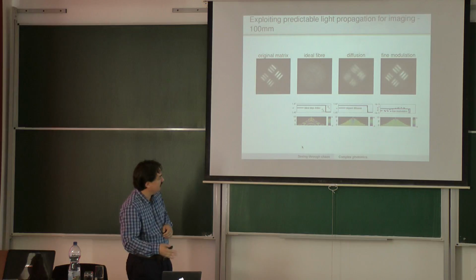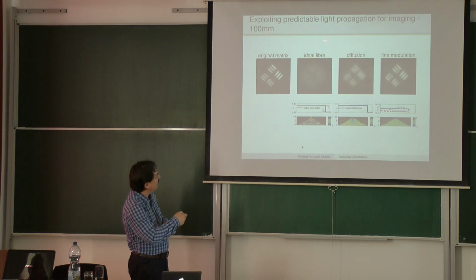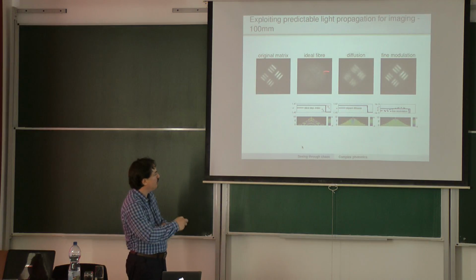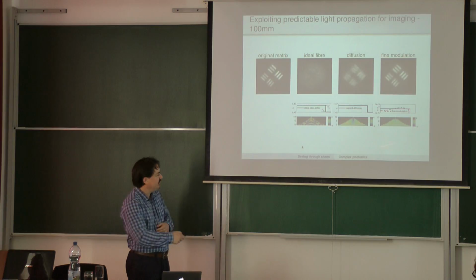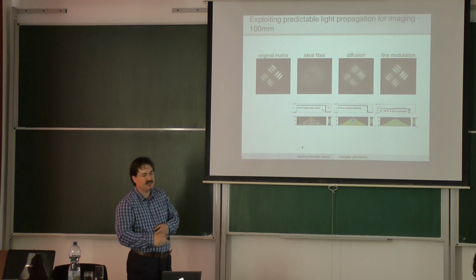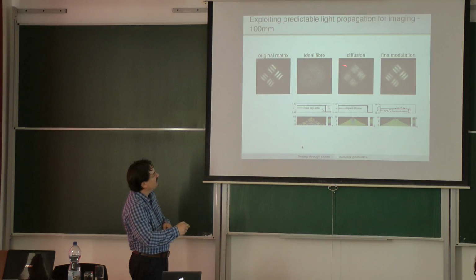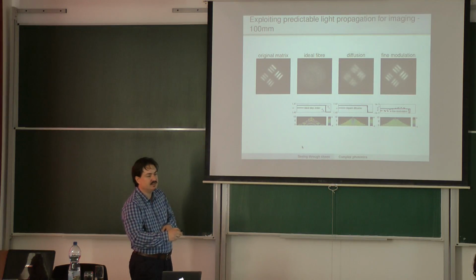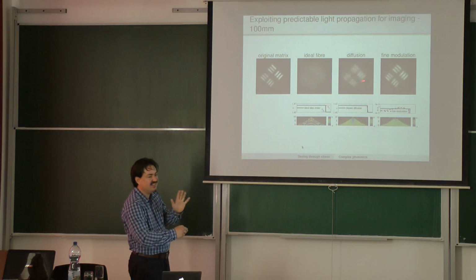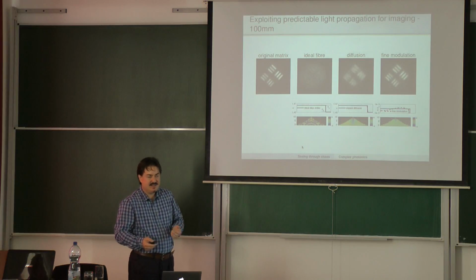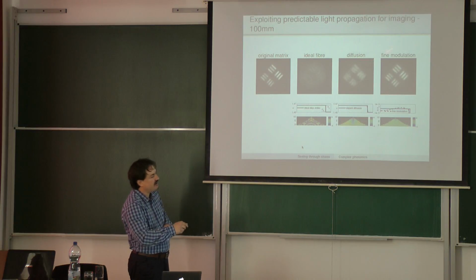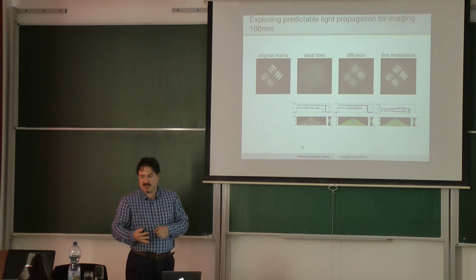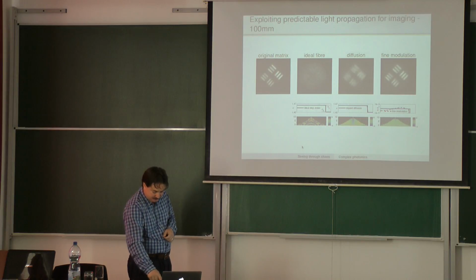But if I go longer, and if I do the same with the ideal fiber prediction, I completely lose the image, it's completely gone. This is how important the phase aberration is. If I take into account the diffusion, I can start seeing something, but the image is still pretty bad. And only if I take all these aspects into account, I get the image back fully.